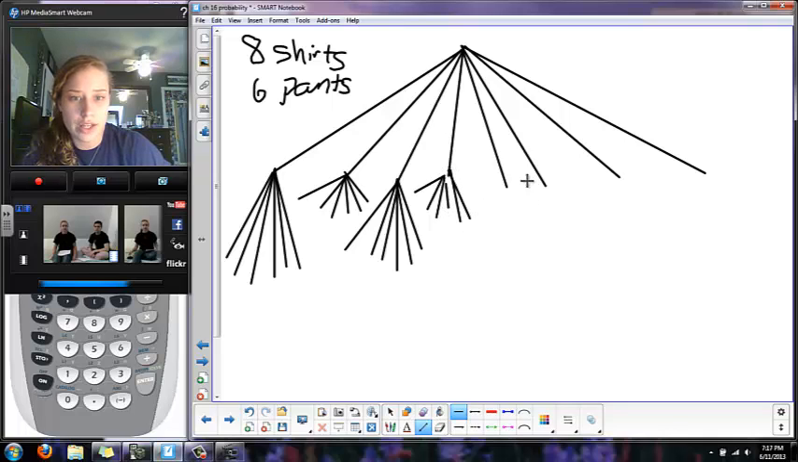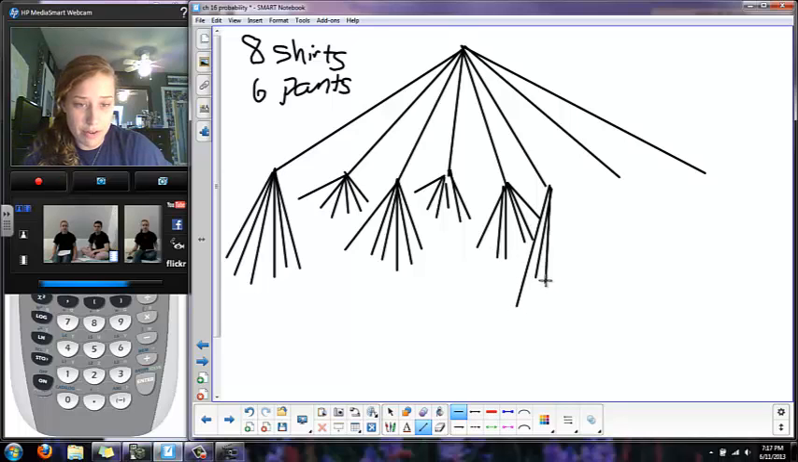So you can see how the number of options that you're getting is growing so quickly that it's pretty annoying to have to do this whole tree diagram for every single question that you have. So we're going to try to think of a different way that we could do this without having to do the tree diagram every single time.